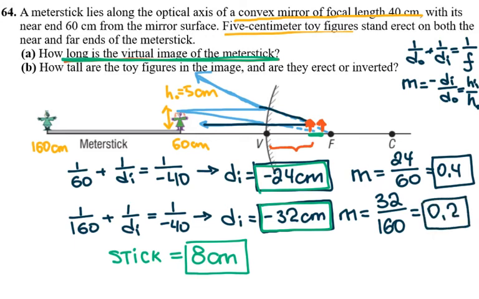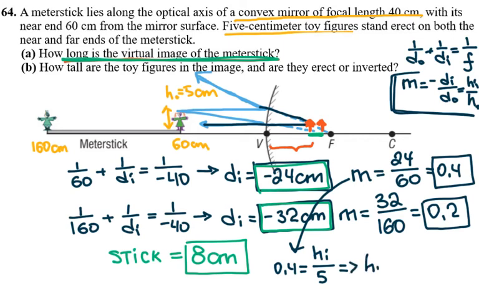And they ask you how tall the figures or the toys will be. So for the first one, to calculate the height, I'm going to use this formula, hi over ho. So I have 0.4 is equal to hi, the image size, over ho, and the height is 5 centimeters. So that will give me 2 centimeters. So hi is 2 centimeters for the first.